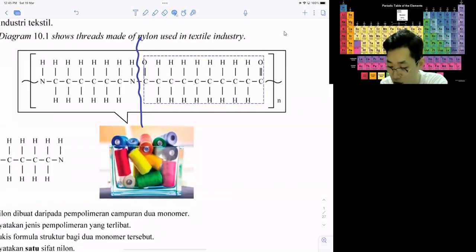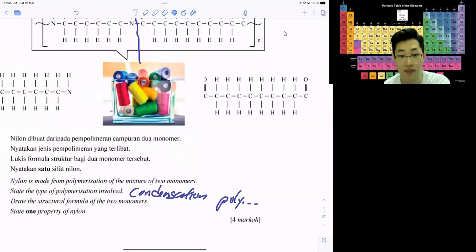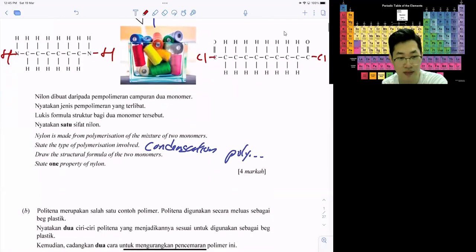And then nylon. When they make nylon, they will take out water or take out HCl. When they combine, they take out HCl. So now you have to put it back. You have to put the HCl back. Then these two are the monomers already, just like that. Next, draw the structural formula, done.